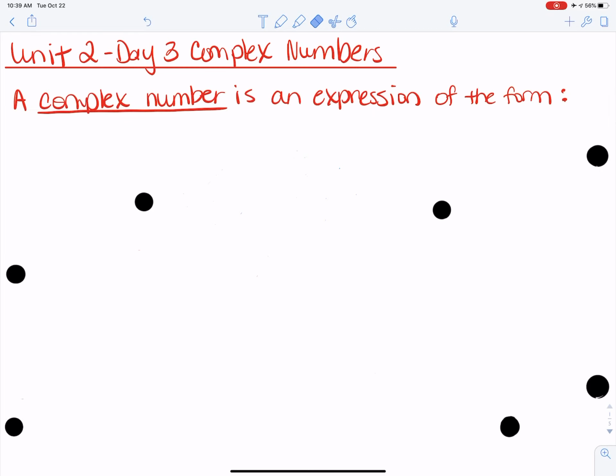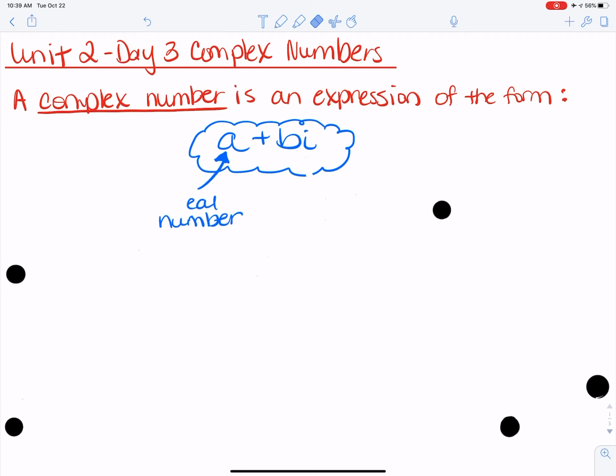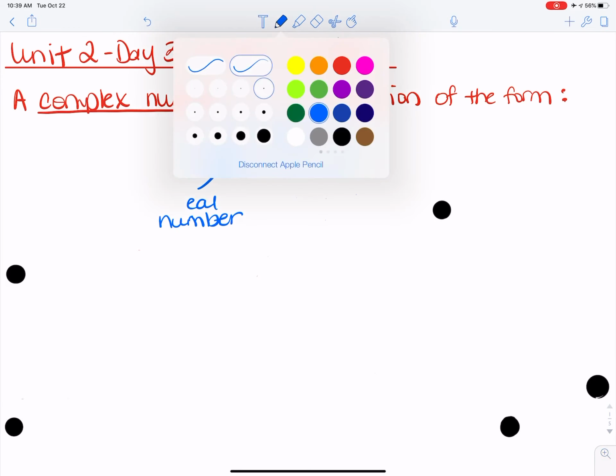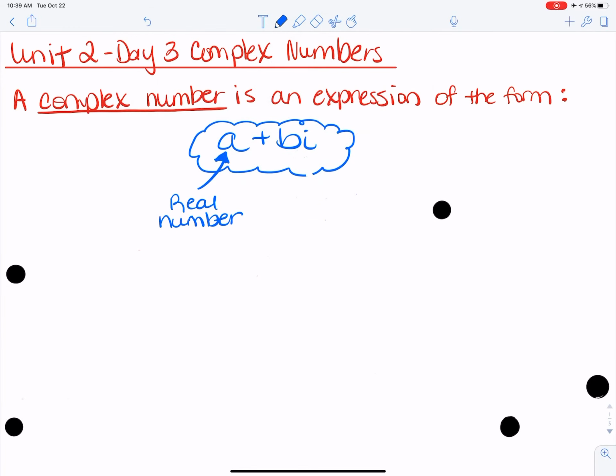So, to begin, a complex number is an expression of the form a plus bi. Now, the question is, what is a? A is the real number, and b is the imaginary number. The bi part is the imaginary number part.